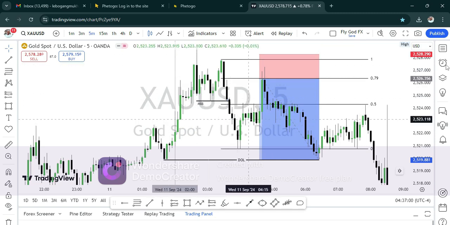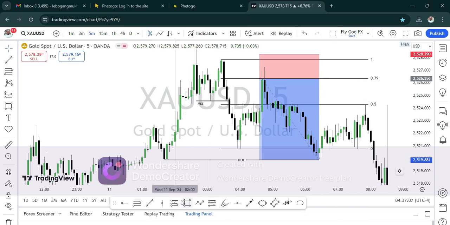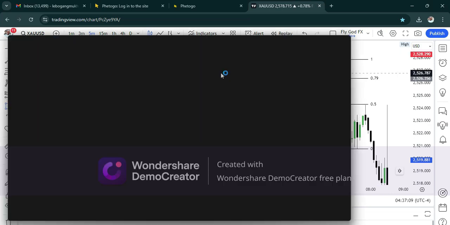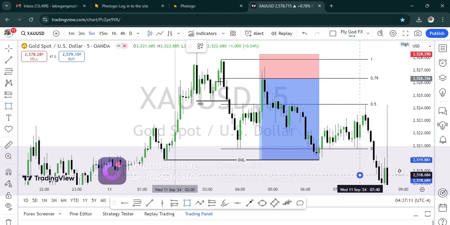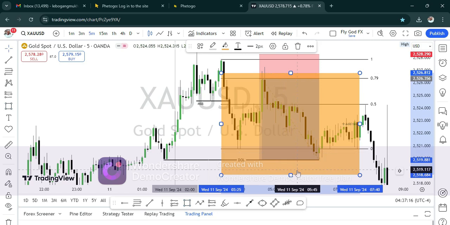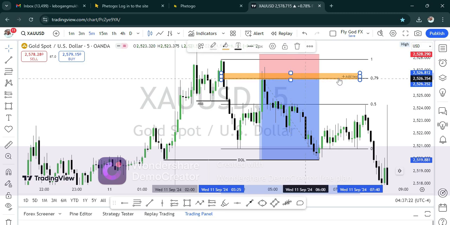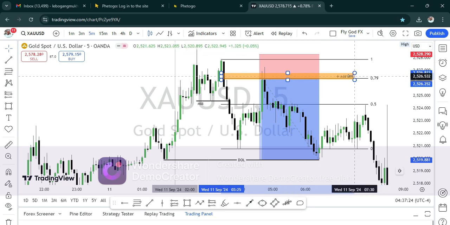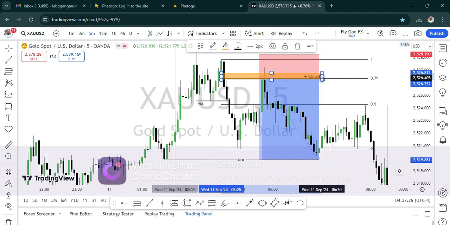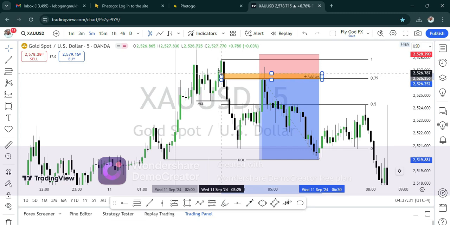And what do you see on the 79 level? We see a fair value gap. A bearish fair value gap. See, we have a bearish fair value gap.